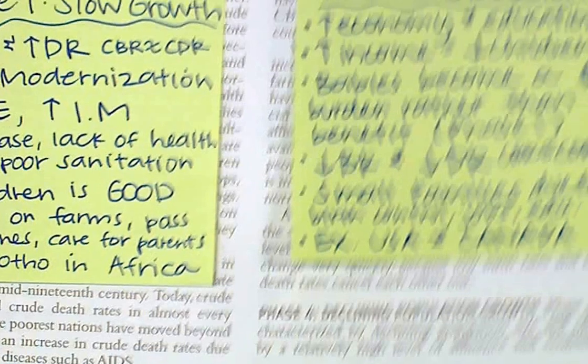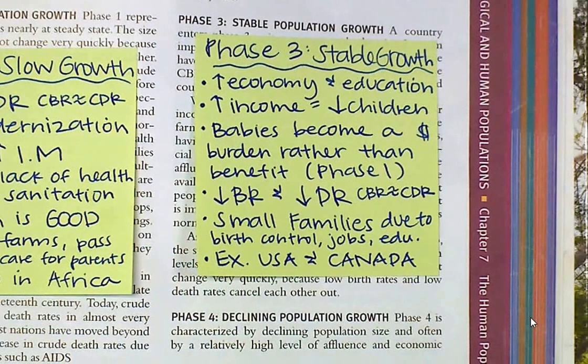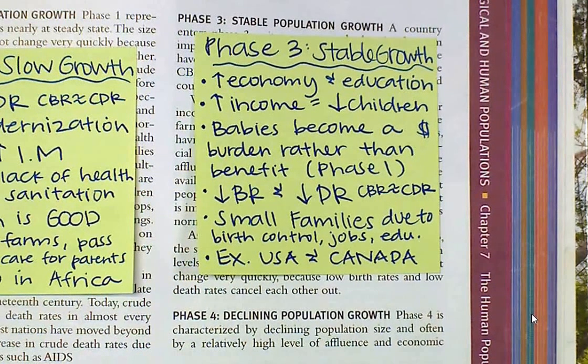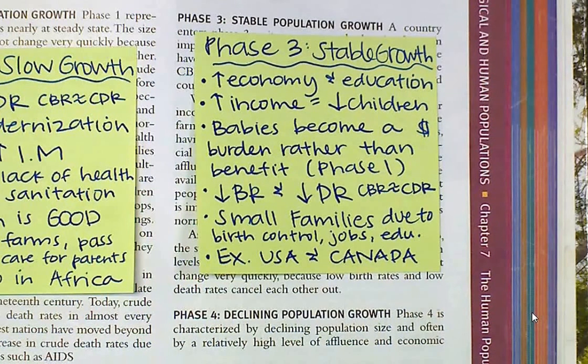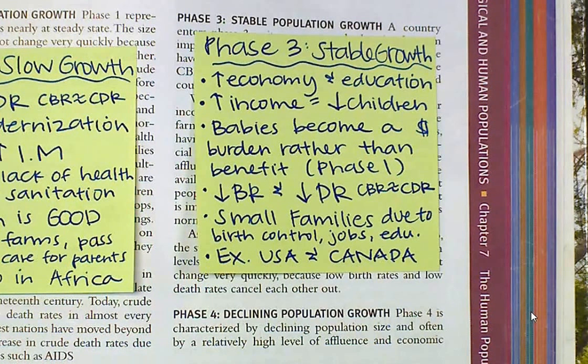All right, next we have phase 3, which is stable growth. This is what happens when there's an increase in the economy or the money and an increase in the education. And so what's going to happen at that time is there's going to be an increase in income per family. Like each family is going to have more money. And so usually when that happens, there's a decrease in the number of children.